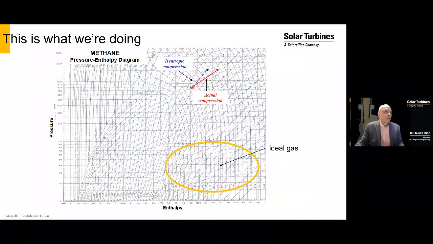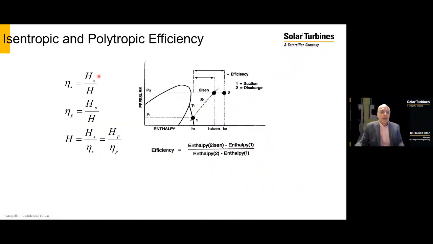Now, once I've built the compressor and put it on the test stand, I can measure at the end point both pressure and temperature, and I can determine the actual enthalpy rise for that machine. Then the ratio between the two, the ratio between the isentropic enthalpy and the actual enthalpy, is my isentropic efficiency. There are also some other efficiencies defined, such as a polytropic efficiency, which basically uses polytropic work instead of isentropic work.